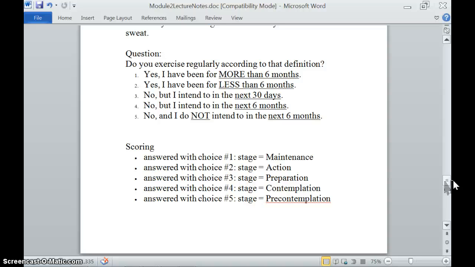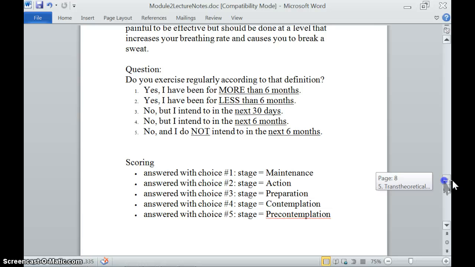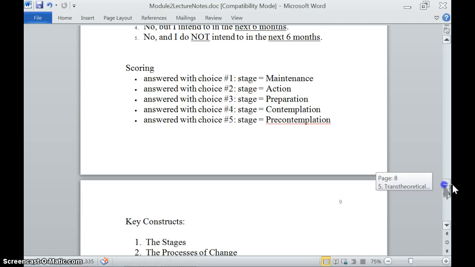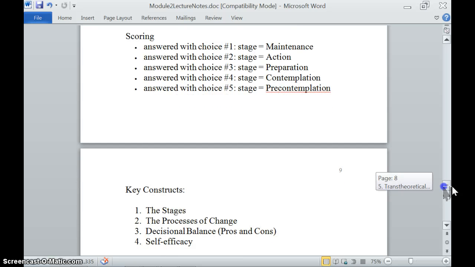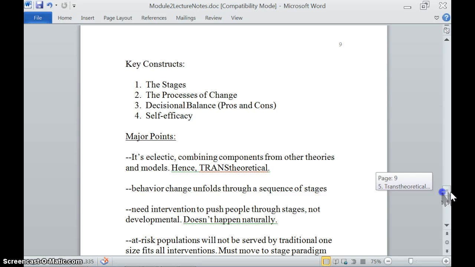And maintenance, you've maintained that behavior over a 6-month period. So basically, they ask a question, they place you into a stage. That's why the transtheoretical model is sometimes called the stages of change model. The stages of change model is also the transtheoretical model, right? So they have these stages, and the key constructs are stages, the processes of change, decisional balance, and self-efficacy.